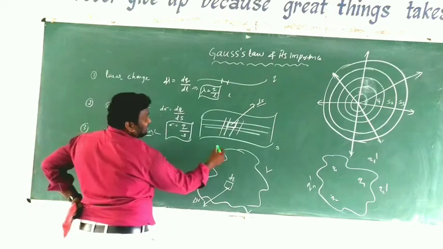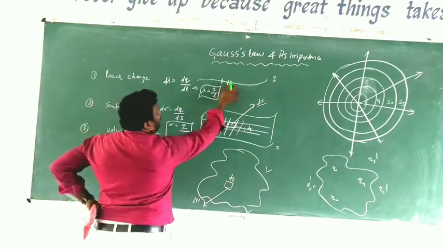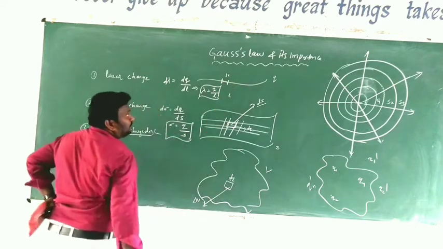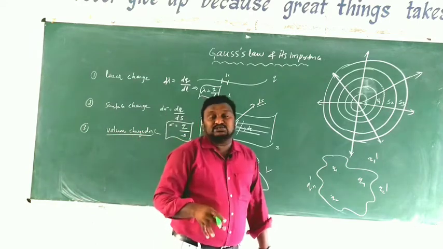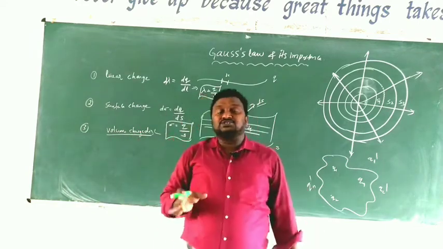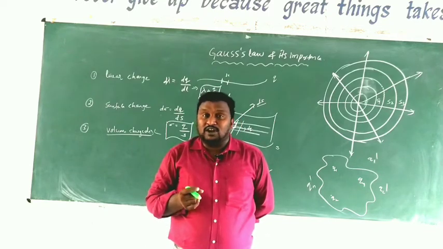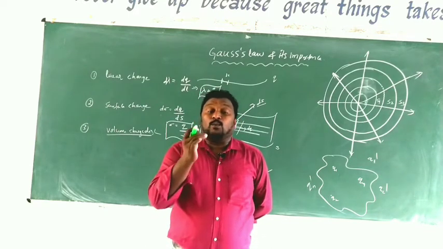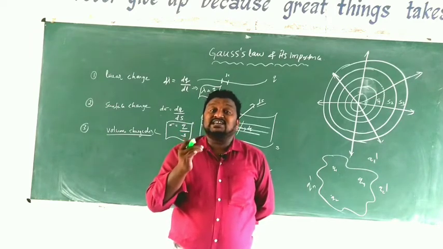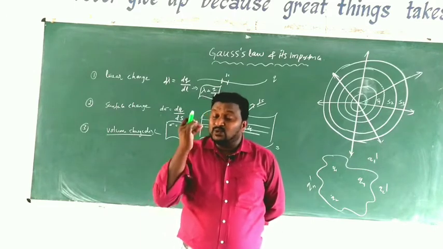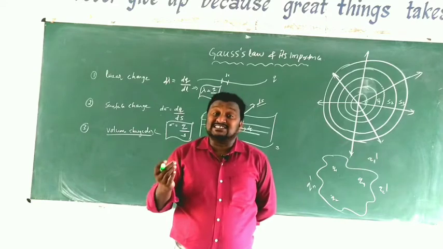dq. And here also same thing. For this surface what do you have? Charge dq. And for this length what do you have? dq. So now in this case, volume charge distribution is nothing but the charge distributed in a particular volume. Clear? Now volume charge density: the charge which is available in a particular volume is called volume charge density.